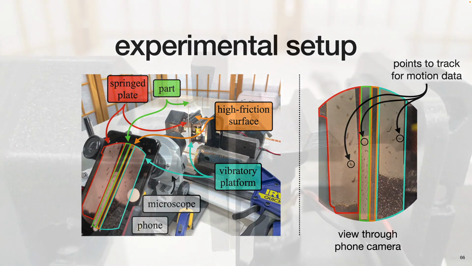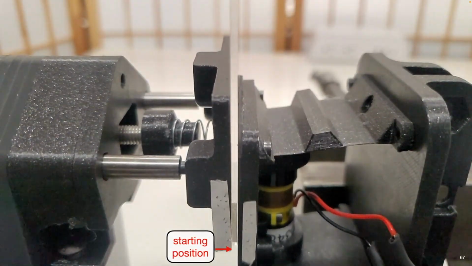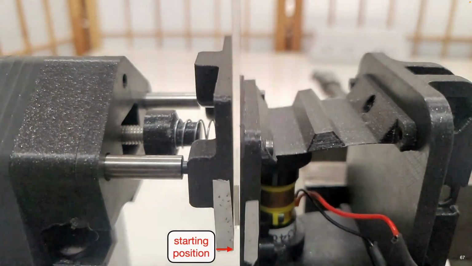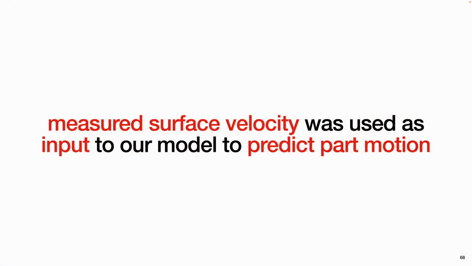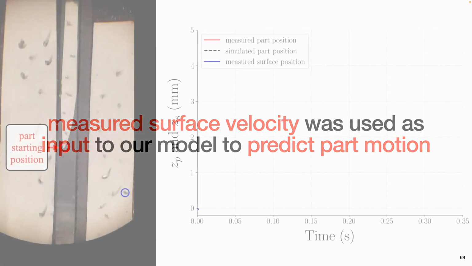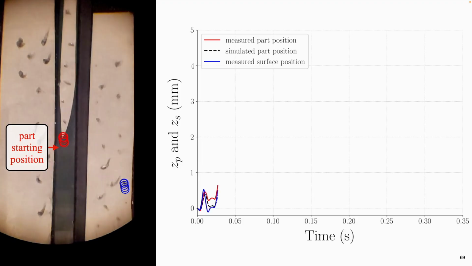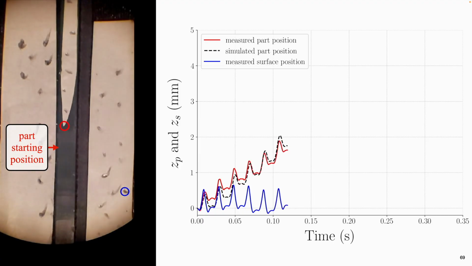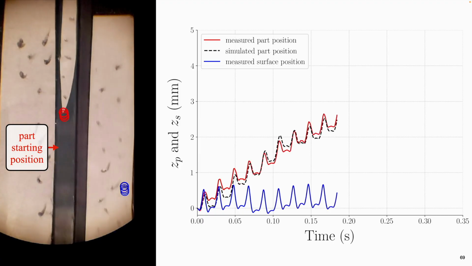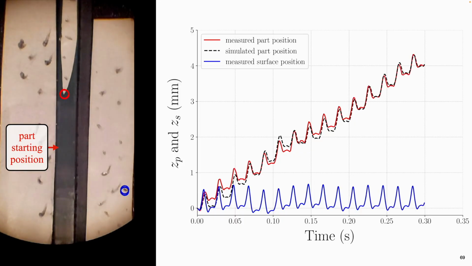A representative experiment is shown here, with the part moving upwards as oscillatory motion of the platform occurs. Tracked surface velocity was used as input to our dynamical model in order to predict part motion. On the left, we have the view through the phone camera, where the tracked part point is circled in red and the tracked point on the surface is shown in blue. The corresponding colors are shown in the real-time position plot on the right. The simulated part position is shown in black.